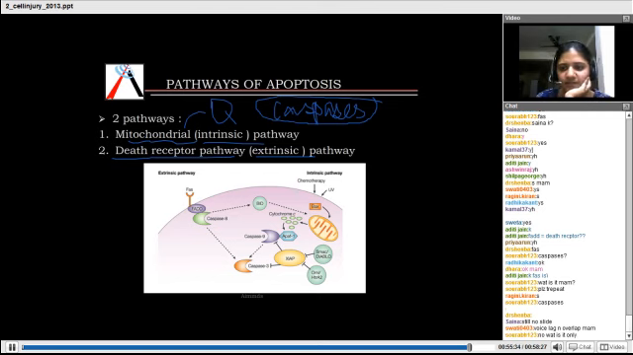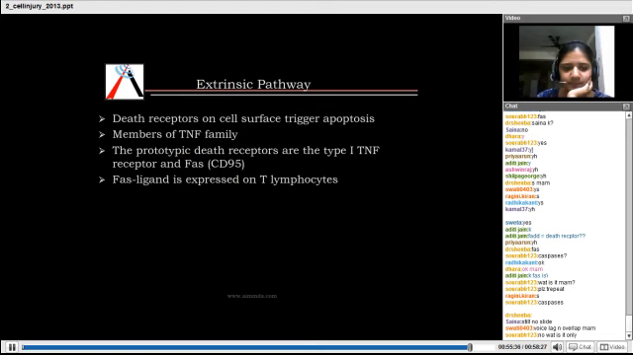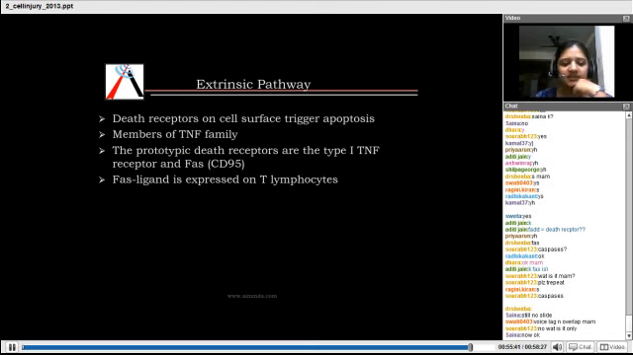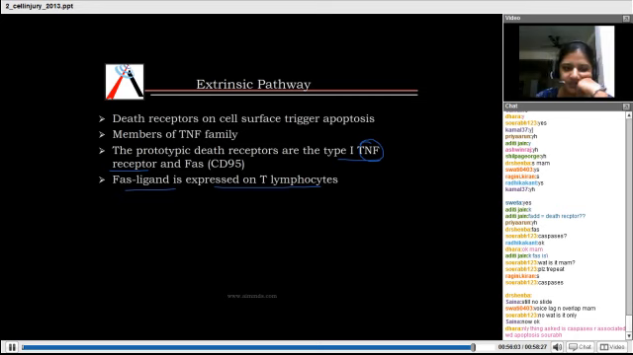Okay. Next we go to the intrinsic mechanism. This is what I told you. Another thing that is required is the tumor necrosis factor. The death receptor that we were talking about, no? On the surface of your lymphocyte you have a death receptor. What is that receptor? It belongs to the family of tumor necrosis factor, TNF. So it's a type 1 TNF receptor. And this ligand is expressed on the T lymphocytes. It's these death receptors which will trigger the apoptosis.